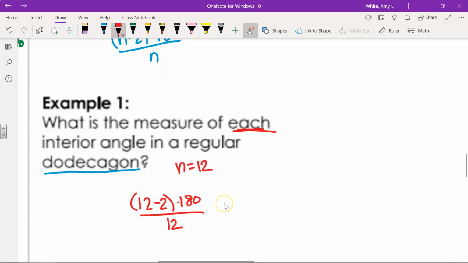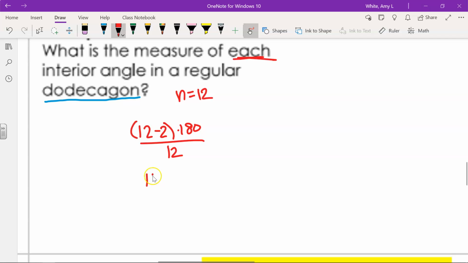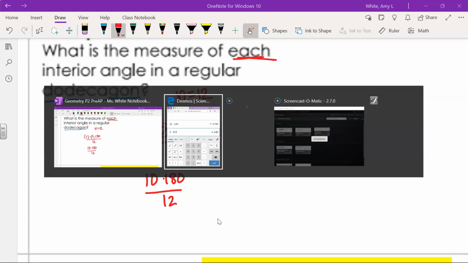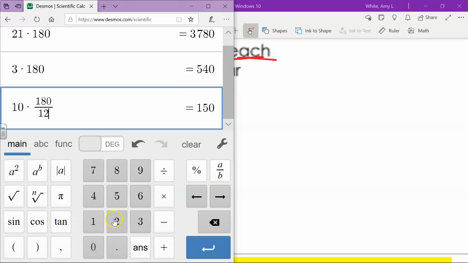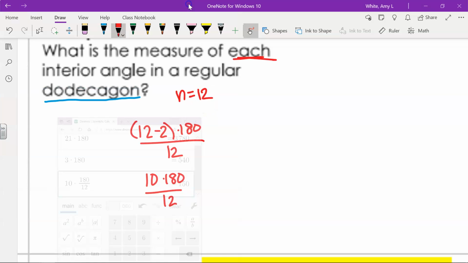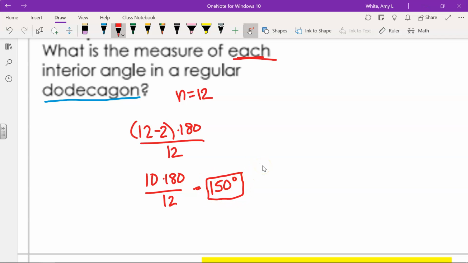This is equal to 10 times 180 divided by 12. And I can just take my calculator to solve this. Notice I am using the Desmos scientific calculator. I think it is very helpful for this. Then I am dividing by 12. And we get that each angle is 150 degrees. So that is the most direct way to use this formula: they tell us the number of sides and we can substitute that in for n to get our angle measure.